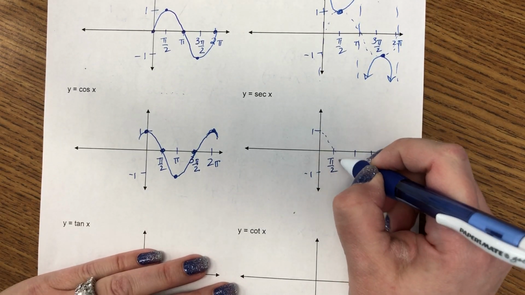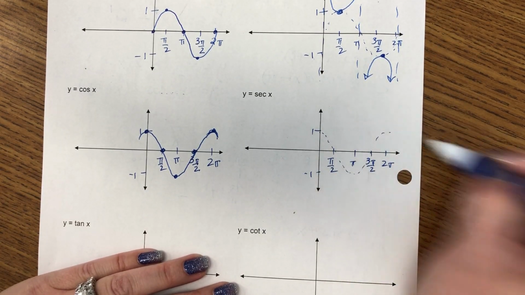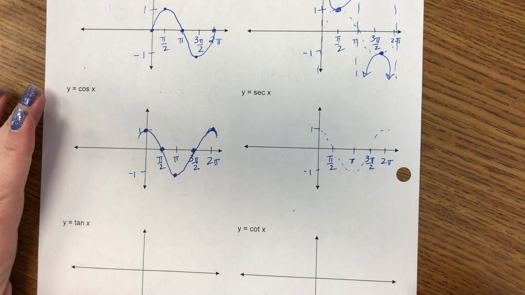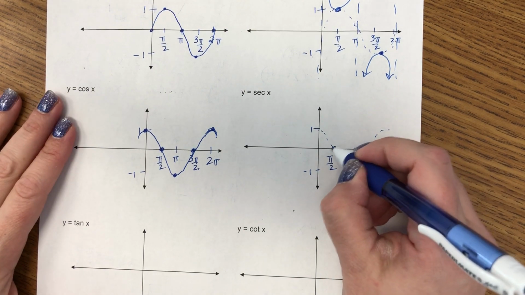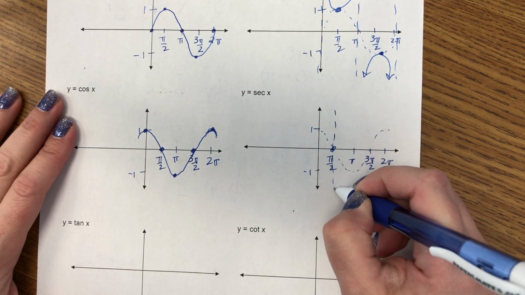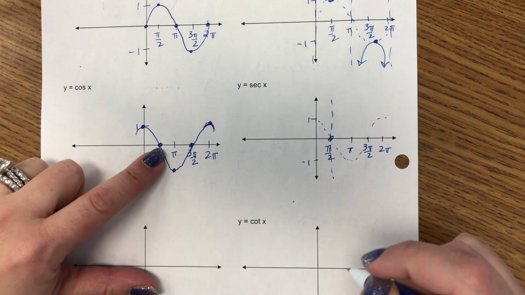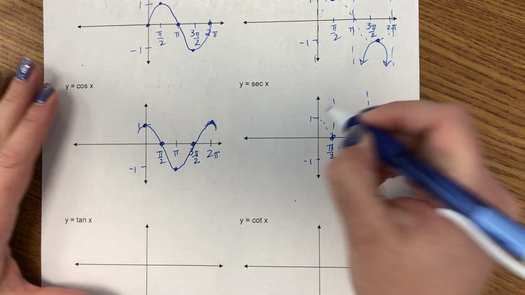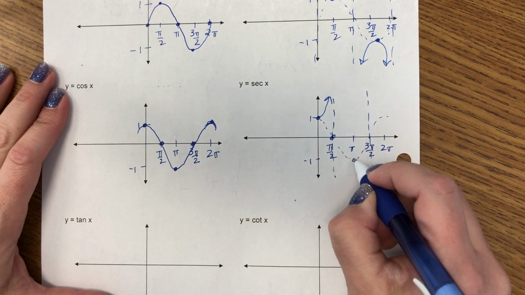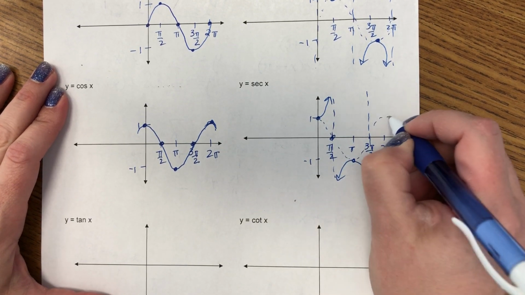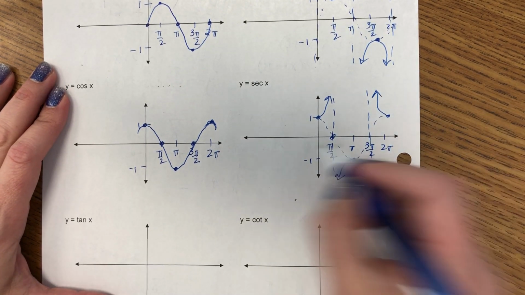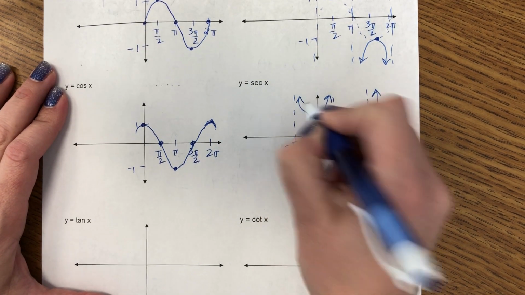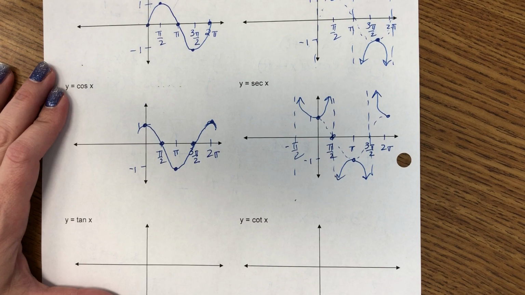So again, I'm going to faintly put my cosine over here for secant. Anywhere cosine had an x-intercept is a vertical asymptote for secant. Then the maximum and the minimum is where I'm going to start to build my curves. So like I could go over here to negative pi over 2 if I want to see that full curve there.